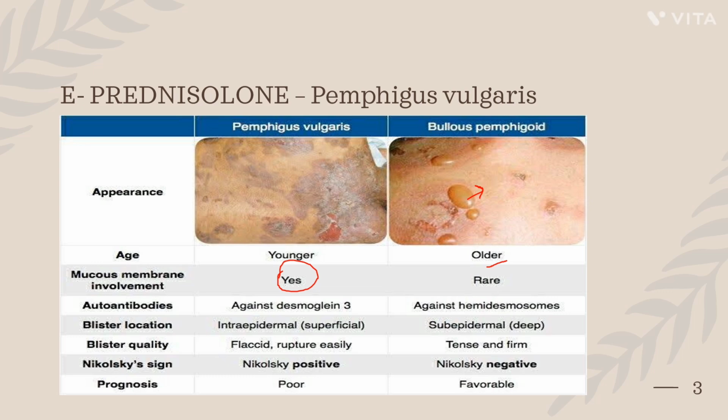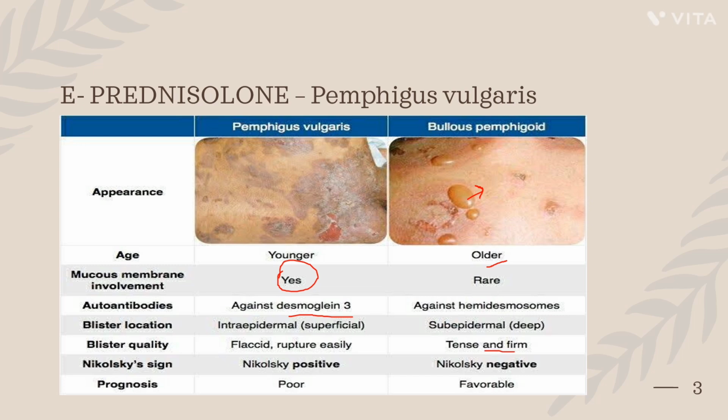That is one of the highlighting differences between the two, because in a question, if there is involvement of mucosa or oral and nasal mucosal lesions, you have to think of pemphigus and not pemphigoid. Antibodies seen in pemphigus are against desmoglein 3, and in bullous pemphigoid against hemidesmosomes. And the blisters are intraepidermal or superficial, but in bullous pemphigoid it is subepidermal, it's more deep. And the blister is flaccid and ruptures easily in pemphigus vulgaris, but they're tense and firm in bullous pemphigoid.